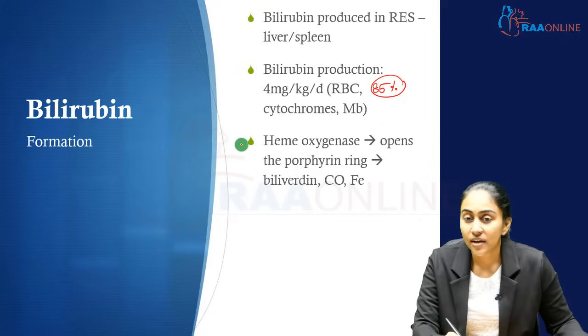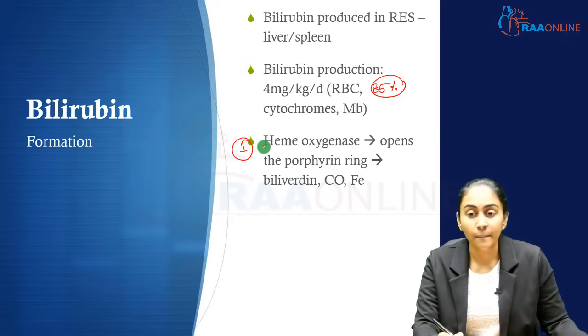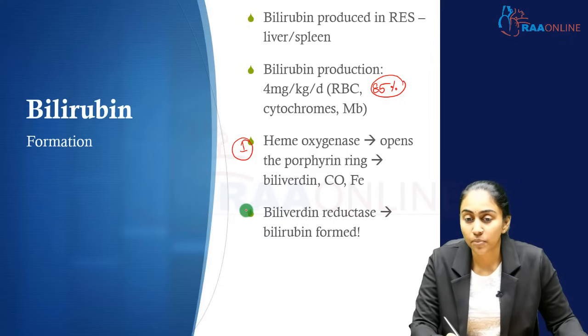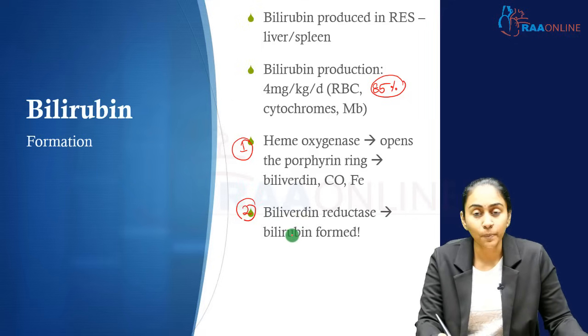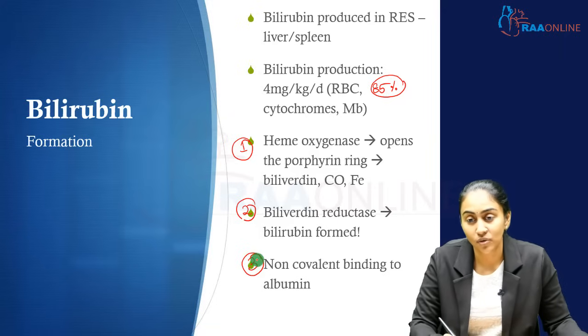Now, the first step is heme oxygenase acts on the alpha chains and it opens the porphyrin ring. And what are the end products of this step? This step results in biliverdin, carbon monoxide and iron. Now, this biliverdin is going to be acted upon by biliverdin reductase, which converts the biliverdin into bilirubin. Now, bilirubin is not soluble. Therefore, there is a non-covalent binding to albumin, through which it finally is able to be transported through blood to the liver.